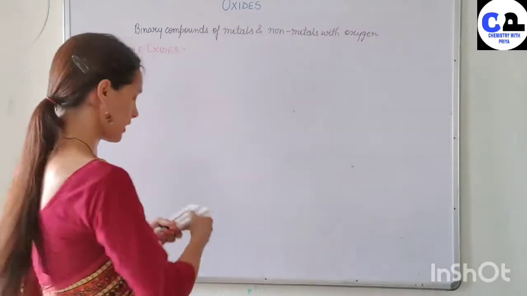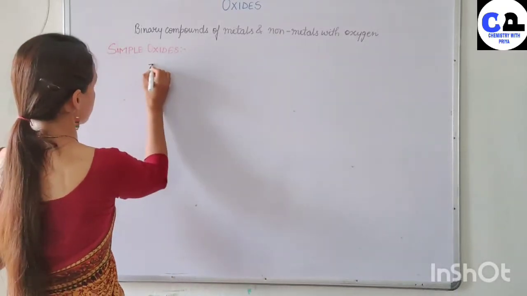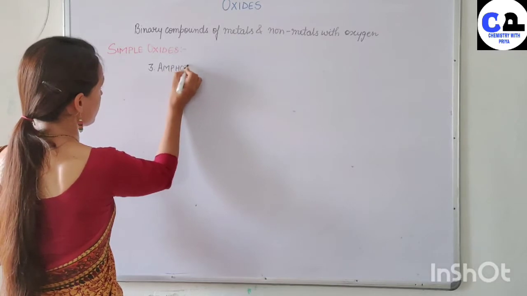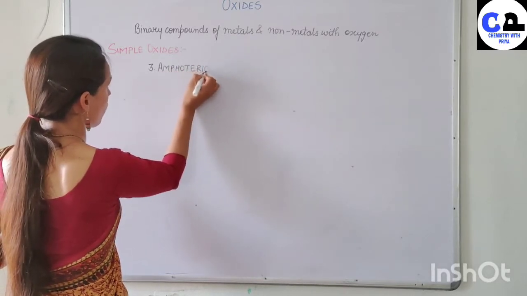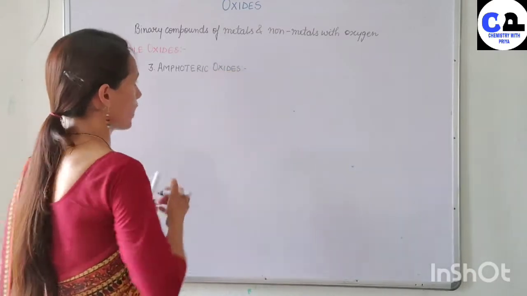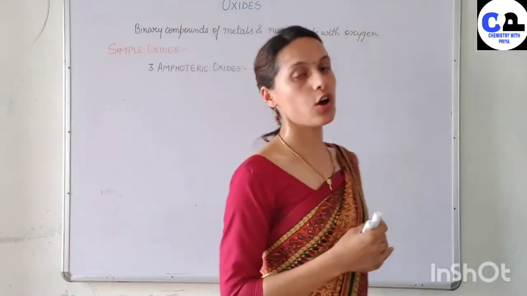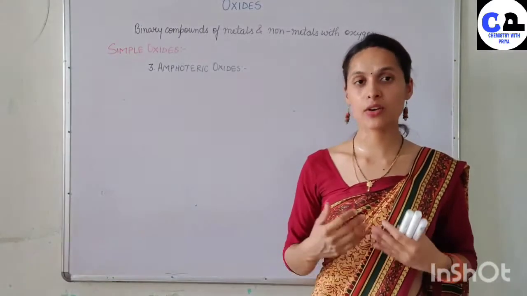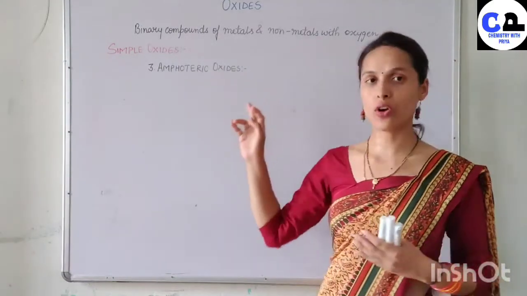Third category is amphoteric oxides. Now, what are amphoteric oxides? The oxides which react with both acid and base are known as amphoteric oxides.